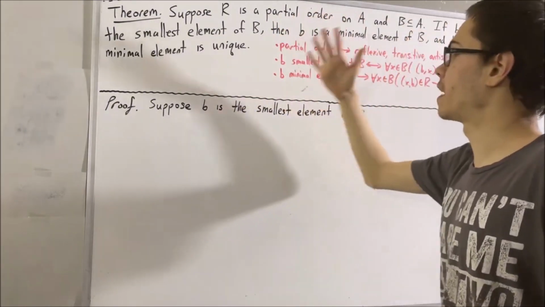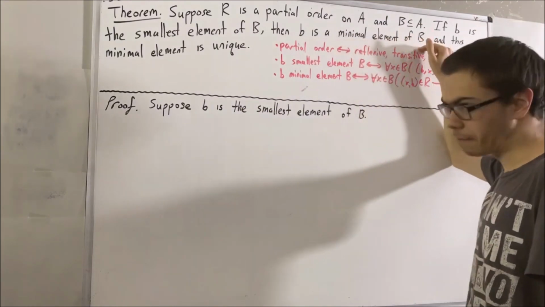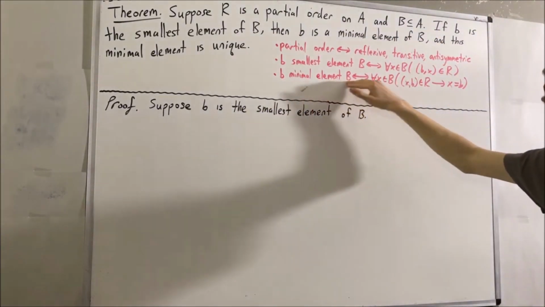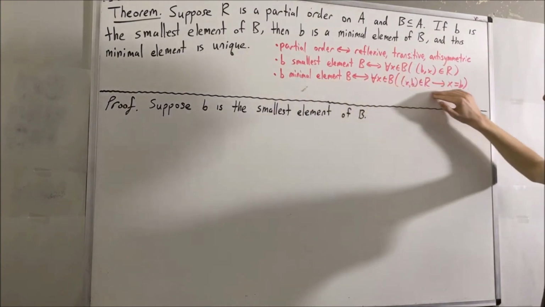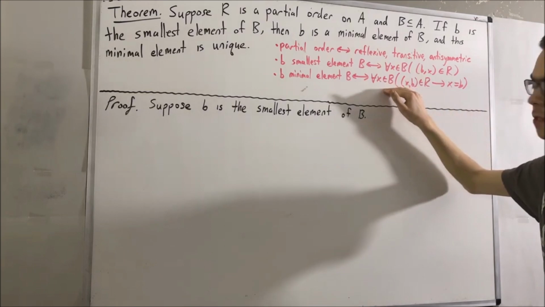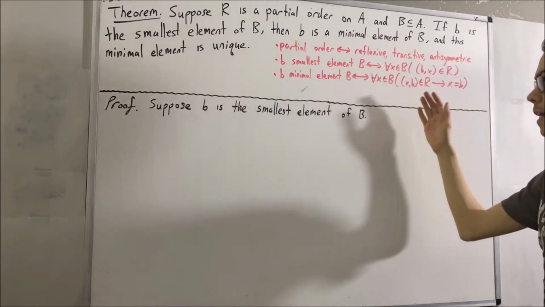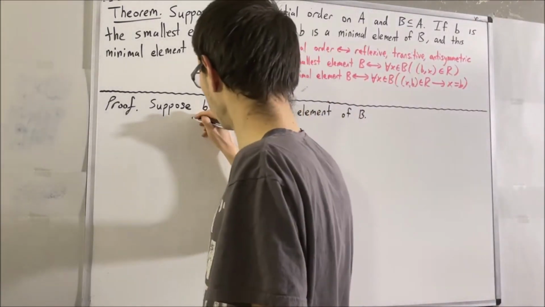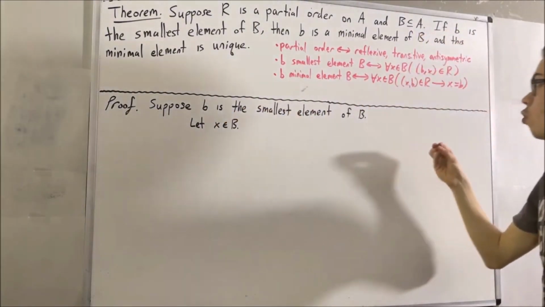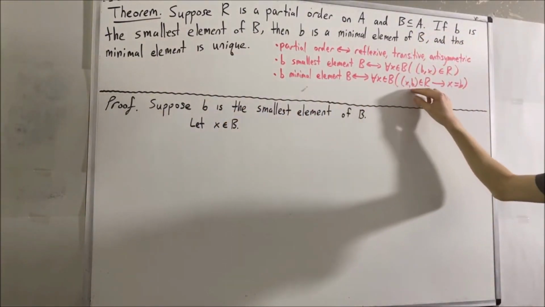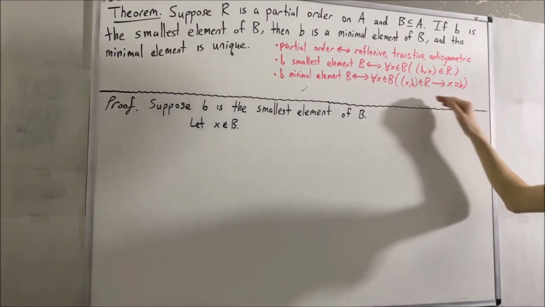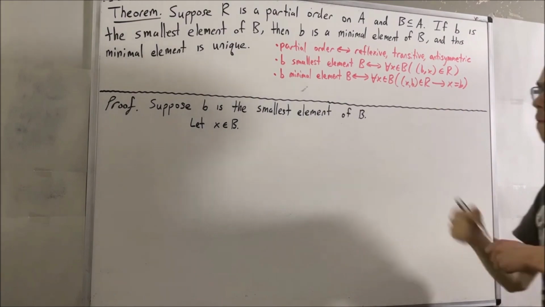Let's first prove that b is a minimal element of B. Now, because we want to prove that b is a minimal element of B, we really want to prove this statement. Now, we're trying to prove a statement about every element in B, so give me an arbitrary element in B. I'll call it x. So now, with this arbitrary element x, we want to prove that if x comma b is an element of R, then x is equal to b. So suppose x comma b is an element of R.